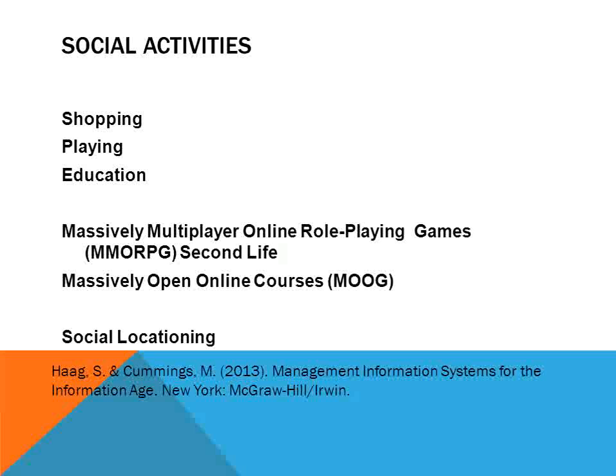Also available through the magic of GPS is social locationing, where you can find businesses, venues, and also locate your friends using the GPS in mobile devices. And one example of this that's pretty popular is Foursquare.